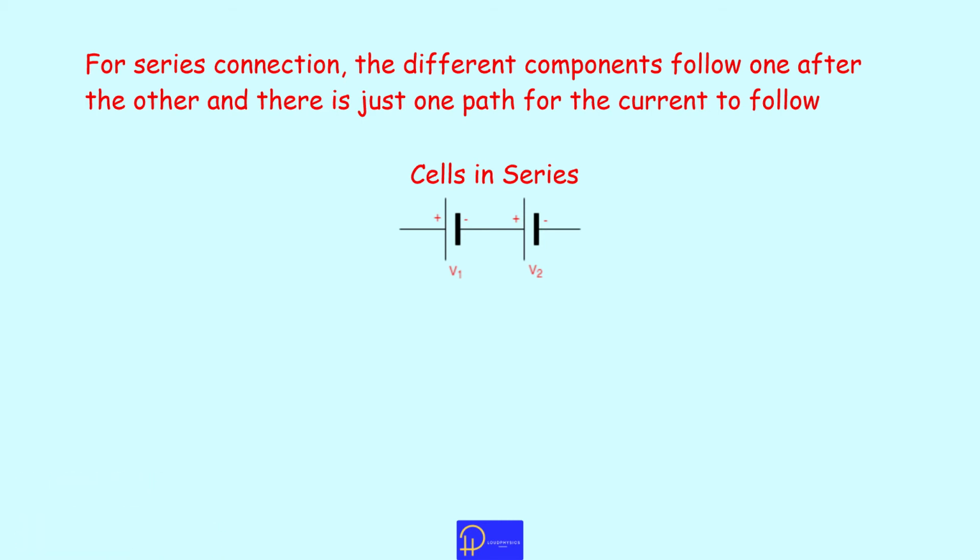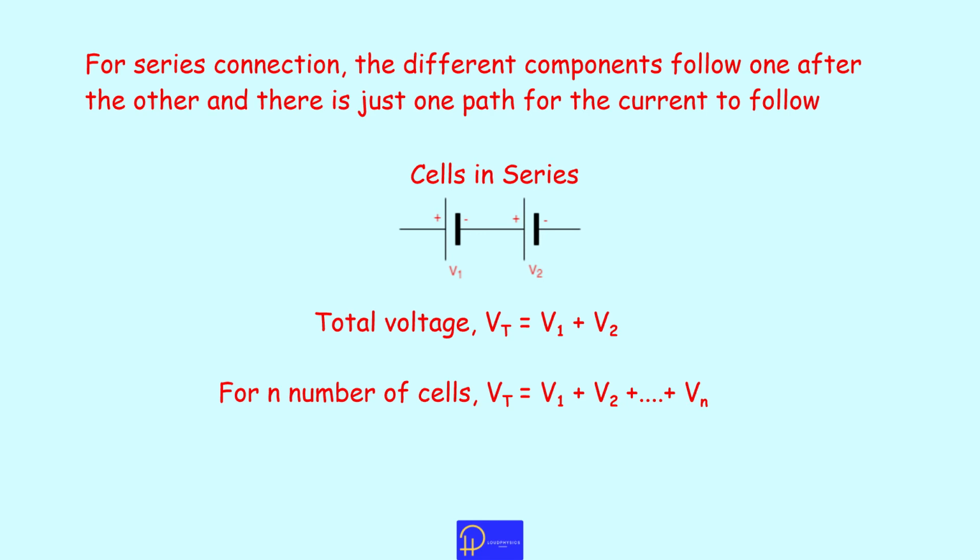And more often than not, you could be tested on the total voltage. We'll learn more about voltage in the next video. For cells in series, the total voltage is the sum of the individual voltages of the cells put together. So for n number of cells, our total voltage Vt is equal to V1 plus V2 all the way to Vn. That is not too difficult to remember, is it?